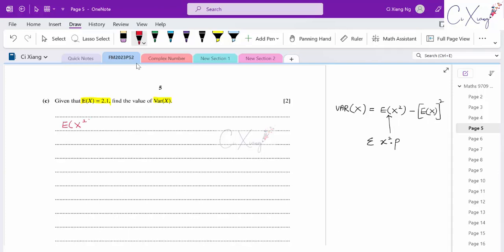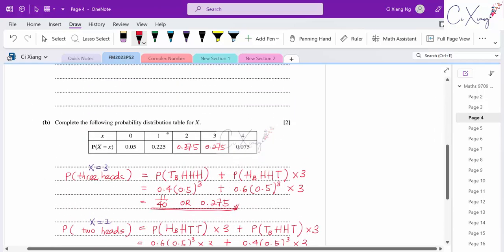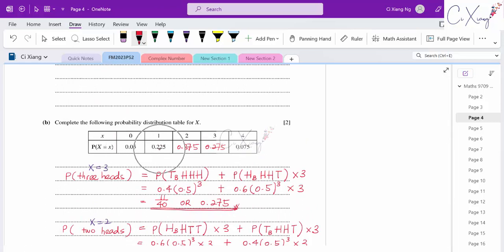Okay, so I want to calculate E(x squared). Just to show you, we have the table here, right? The first x is 0. 0 squared is 0, multiplied with this one, also 0. So we can start from here. I square the 1, multiply with 0.225. I square the 2, multiply with the probability. I square the 3, and so on. Then I add all the values together.